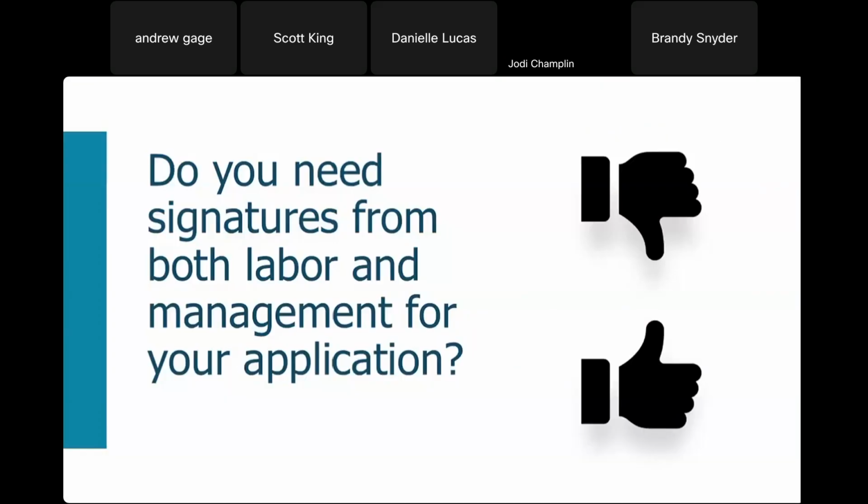Here's another question. Do you need signatures from both labor and management for your application? I see a lot of people have chosen yes. And thank you for sharing your thoughts. The answer here is yes. Part A requires signatures from the labor and management representatives. The project coordinator will need to gather both signatures. These signatures can be provided digitally, or you can print, sign, and scan the application after you've obtained the signatures.